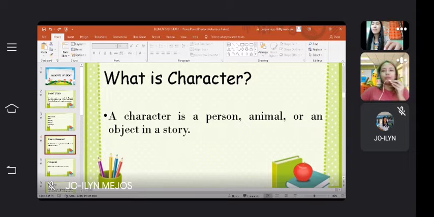A character is a person, animal, or an object in a story.